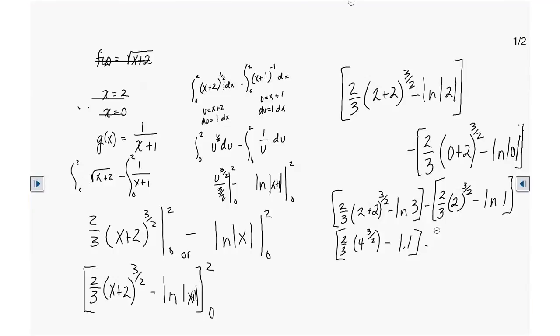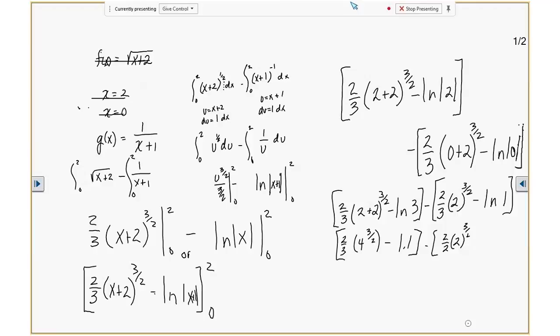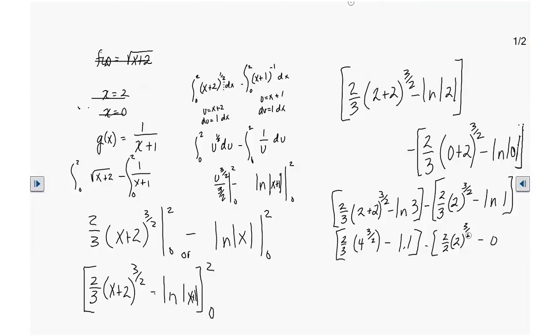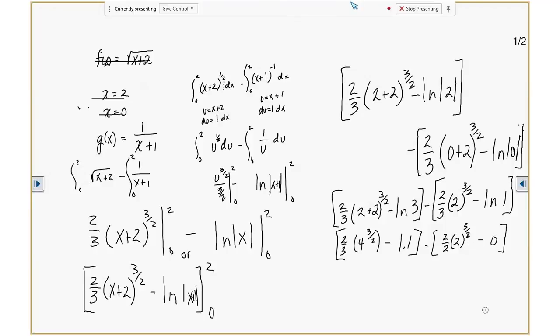Minus 2/3 times 2 to the 3 halves. I'll fix that in just a minute. And the natural log of 1 is what? 0. And then 4 to the 3 halves means the square root of 4, which means the square root of 2 is 2 to the 3rd power is 8. 8 times 2, so we still get 16/3 here, right?